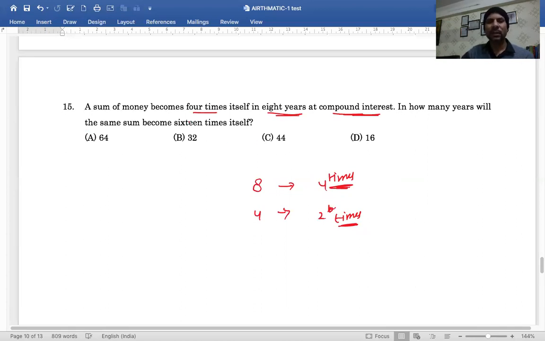Now if we want to make it 16 times: in 8 years, it becomes 4 times. In another 4 years, meaning in 12 years, it doubles again, which is 8 times of itself. And in the next 4 years, meaning in 16 years, it becomes 16 times of itself. So in CI, it doubles at equal intervals of time always. So it will take 16 years.